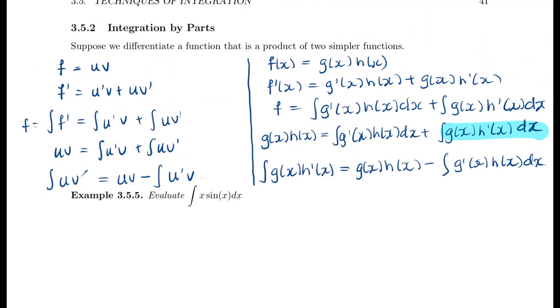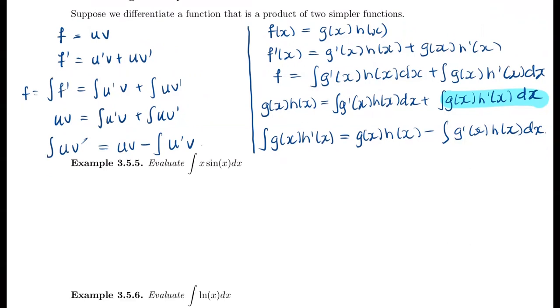So there are two methods that I would actually like to go over. One of them is the standard way of finding the integral. The second method is a method called the tabular method, or the DI method, if you would like to call it.